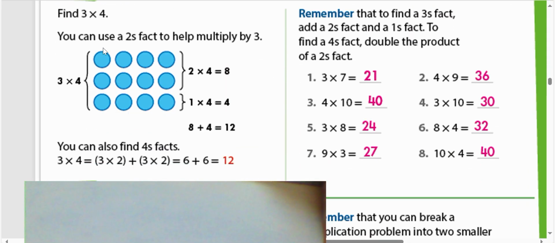Find 3 times 4. You can use 2 factors multiplied by 3. 3 times 4, you can divide it into 2 and 1 only. Then we have 2 rows. Each row contains 4 elements: 2 times 4, 1 times 4. The result will be 12. We know 3 times 7 equals 21, 4 times 10 is 40, 3 times 8 is 24, 3 times 9 is 27, and so on.